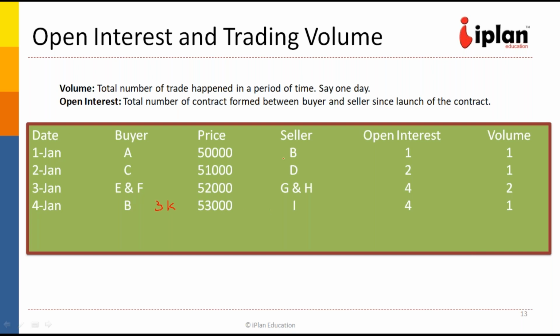So basically B is transferring his contract to I. So there is no new contract made. Basically one contract is closed and another contract is opened, or the previous contract is being transferred. So in this situation, there is no new contract being created. So we have open interest the same because there's no new contract, but still we have a volume.